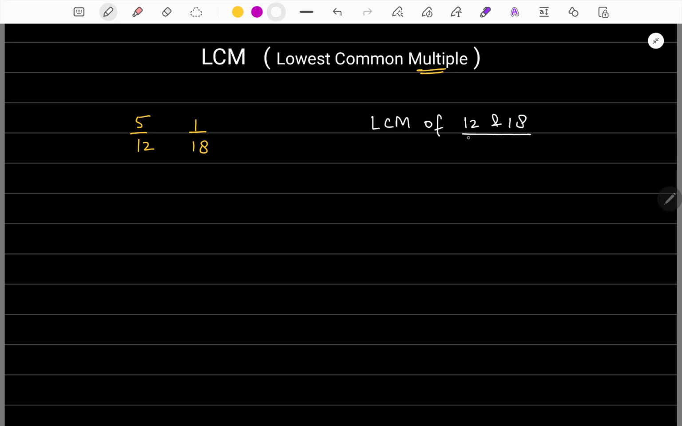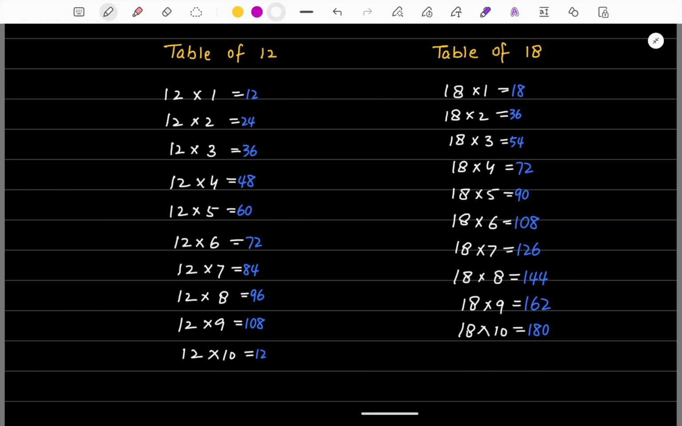So these are the two numbers we have to focus on. That is the denominator of the unlike fractions. This will be found out by comparing the tables of 12 and 18, because here they write common multiples. We have to find the common multiples between the 12 table and the 18 table. So let's look into the tables of 12 and 18 and find some common multiples.